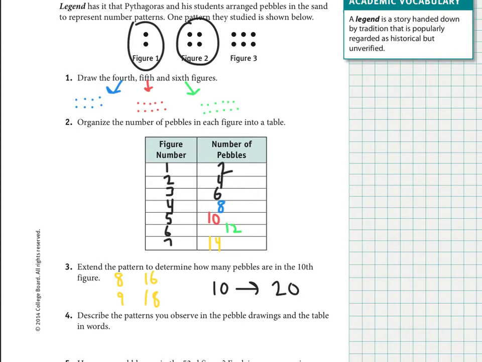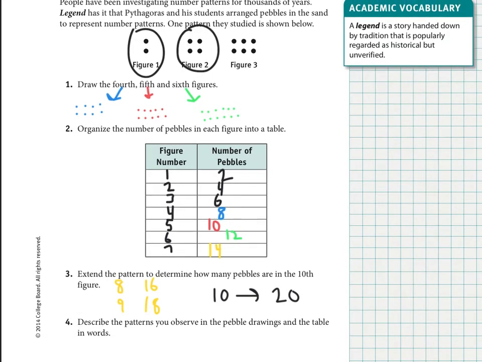Okay, so let's describe the patterns we see in words. To me, it looks like each figure has 2 rows, and the number of pebbles per row is increasing by 1. And it also looks like, from the table, to get the number of pebbles to go from one figure to the next, there's this constant pattern of just adding 2 over and over and over, and that's what we're seeing in the figures as well.